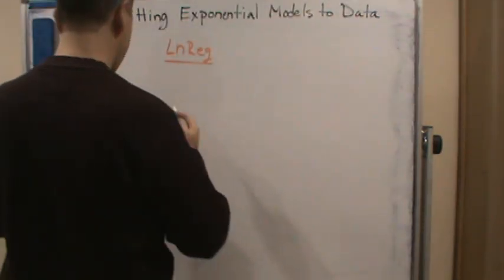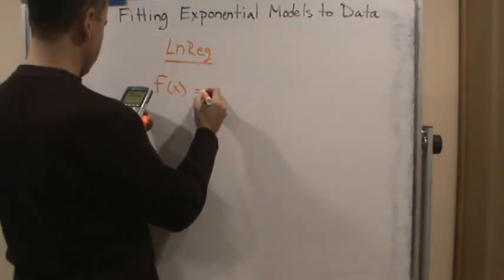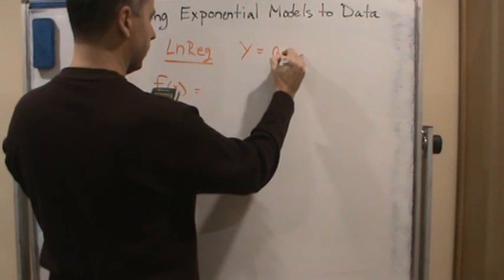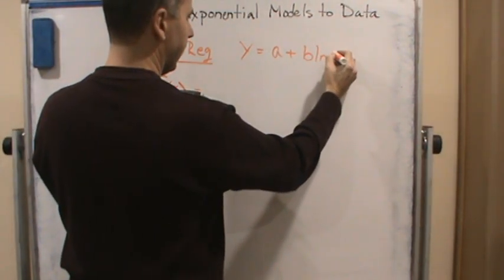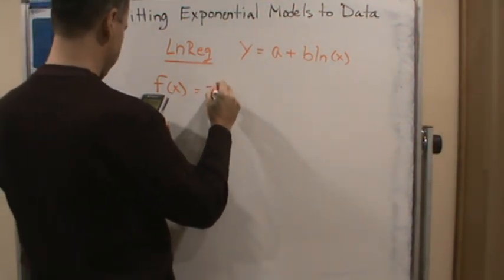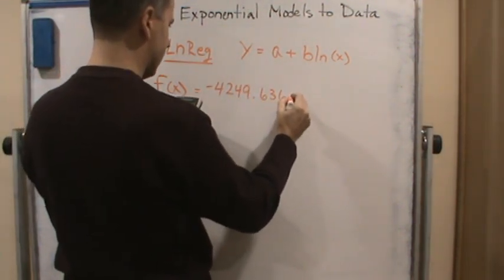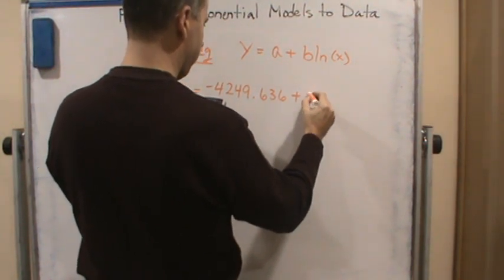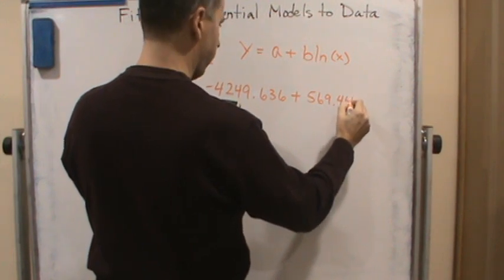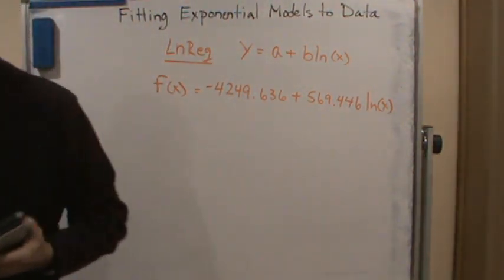Okay, so here's what my regression function looks like. It's going to be f of x equals, again, the calculator gives me y equals a plus b ln of x. So my function is going to be negative 4249.636 plus 569.446 times the natural log of x. That's my function. Okay, now that's part B.